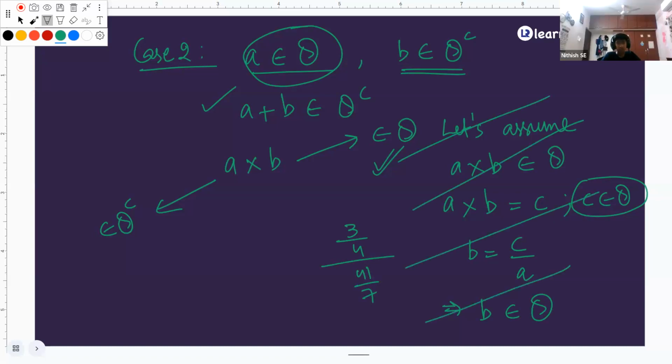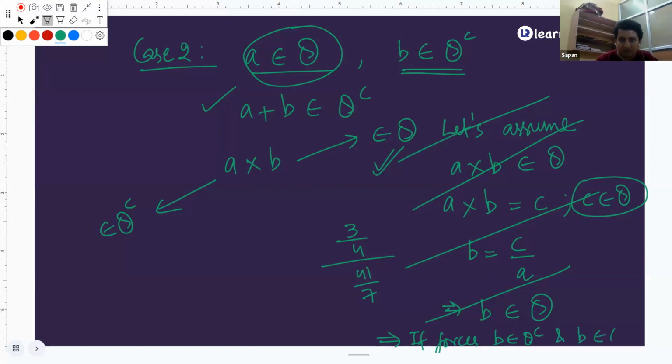If A into B is a rational number, it forces B to be a rational number. But B is irrational as well as rational. That's not possible. So if at all in the whole universe A cross B becomes a rational number, then B has to be both types of numbers, which we do not assume. So this case cannot exist.